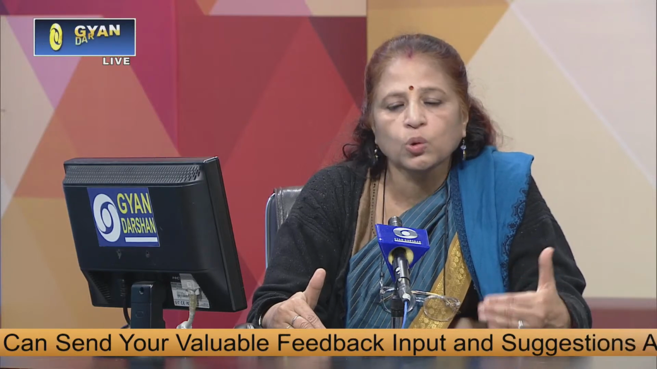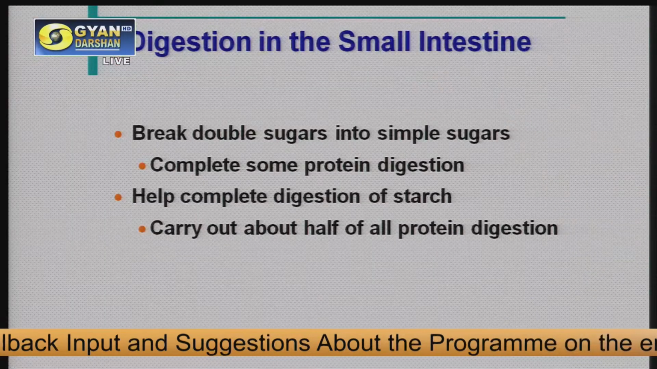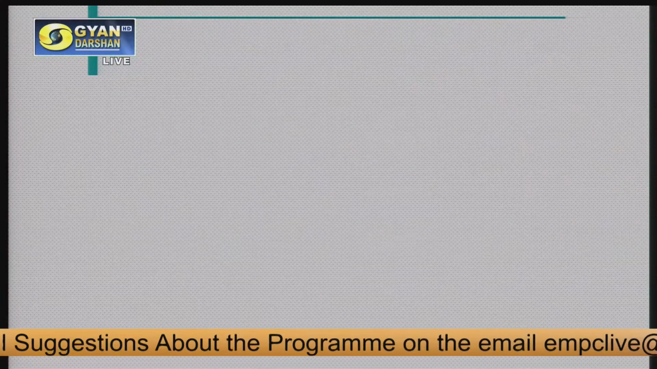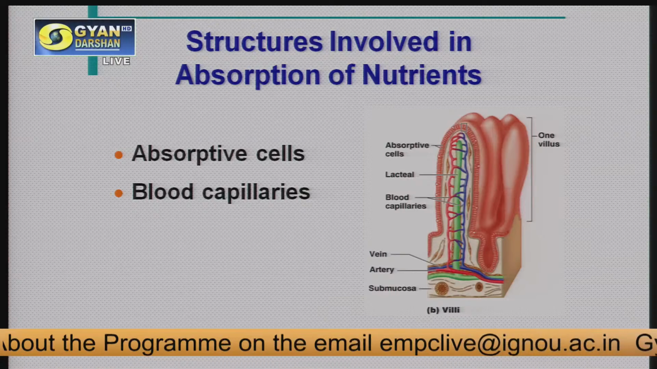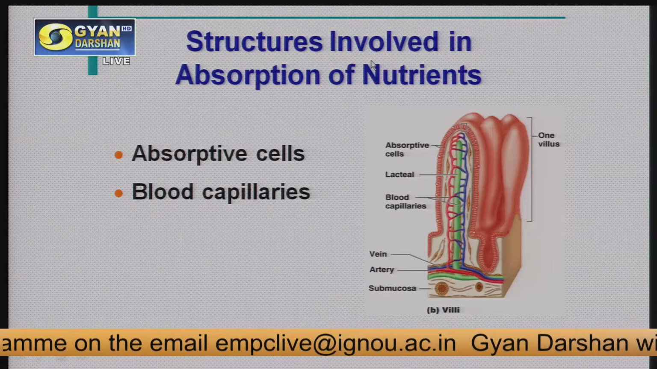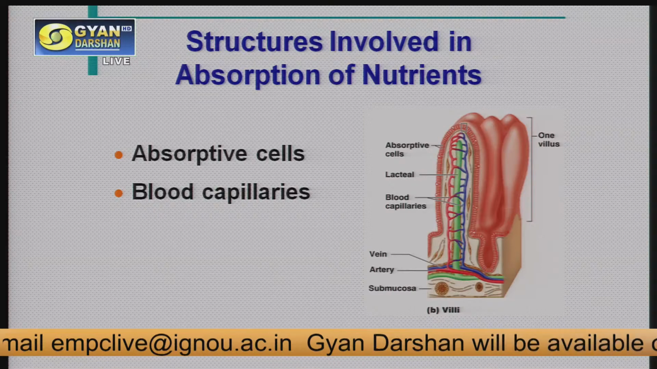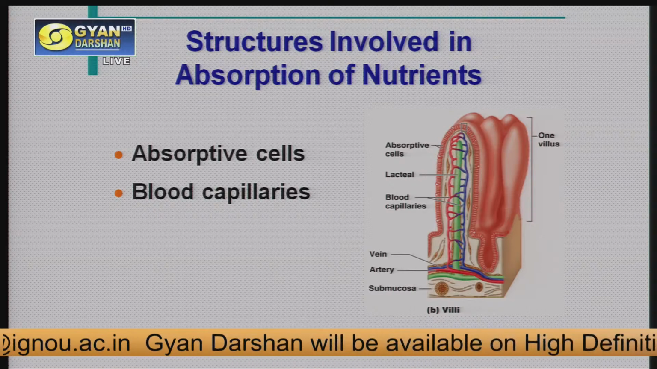And it also breaks the double sugars into simple sugars. That is another important process which happens in the small intestine. And these are the structures: absorptive cells, lacteal, blood capillaries, vein, artery, submucosa. Absorption is mainly done by the large intestine. So this is the difference. And these are the glands, as I mentioned to you earlier also.